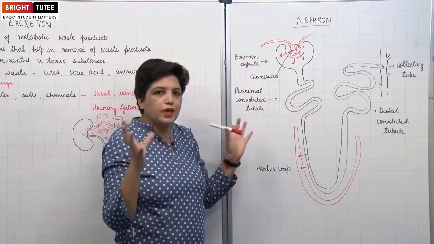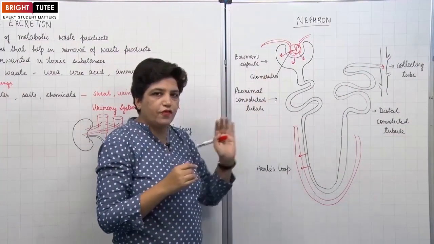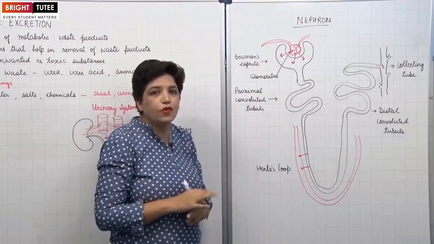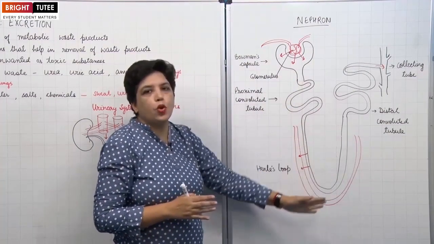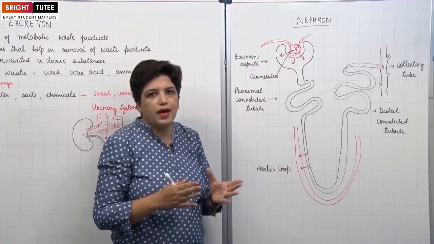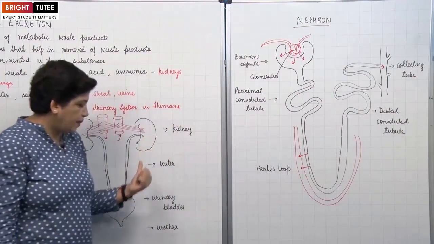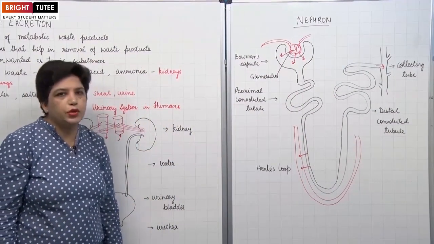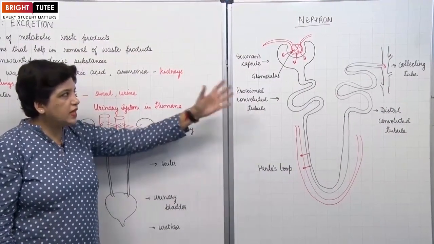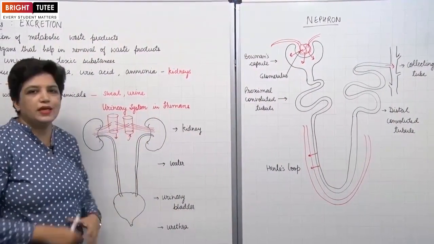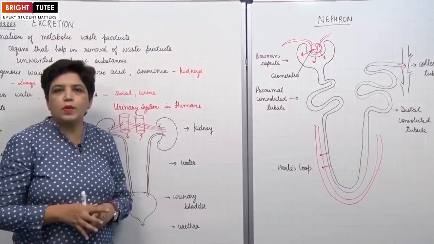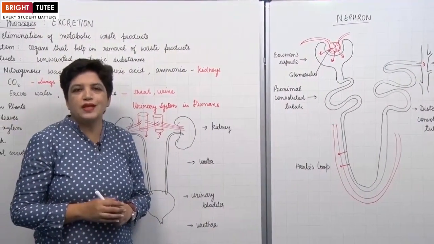The collecting tube collects the urine made by all the nephrons. There are about millions of nephrons in each kidney. These collecting tubules then join to form the ureter, and that ureter then passes on the urine through urethra. This is the detailed structure of a nephron and our urinary system. That's all about excretion. We'll move to the next section now.